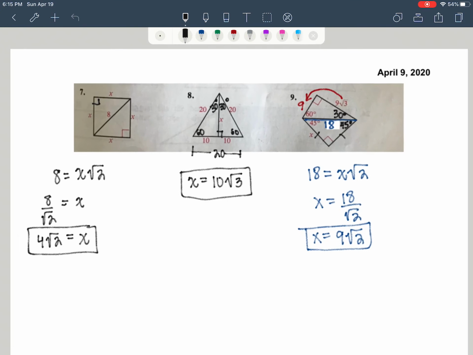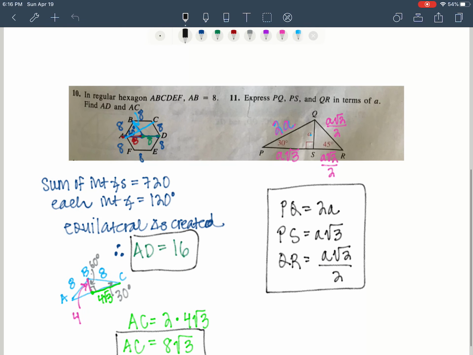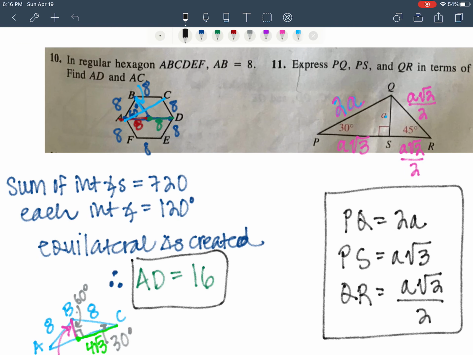I do a lot of work on the pictures once the pictures become a little bit more complicated. And then here's number 10 and 11. Number 10, in a regular hexagon, we've got to go back to our roots. We need to know the sum of the interior angles is 720 degrees. Each interior angle is 120 degrees.